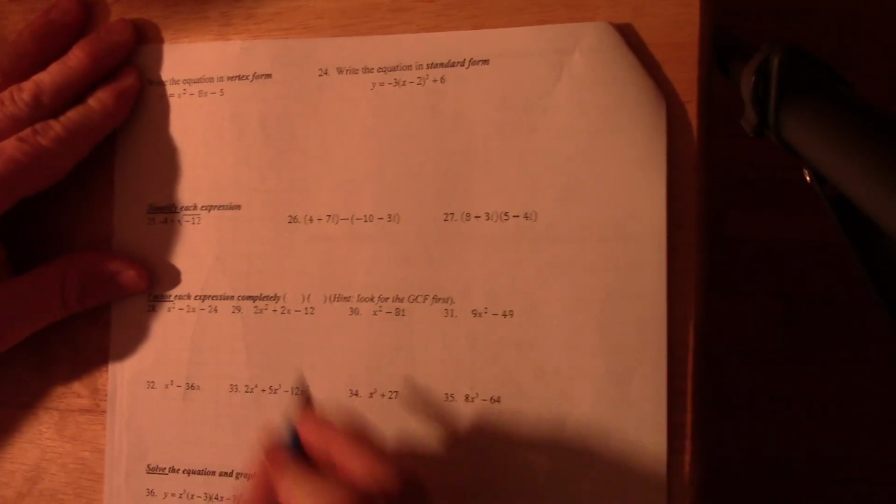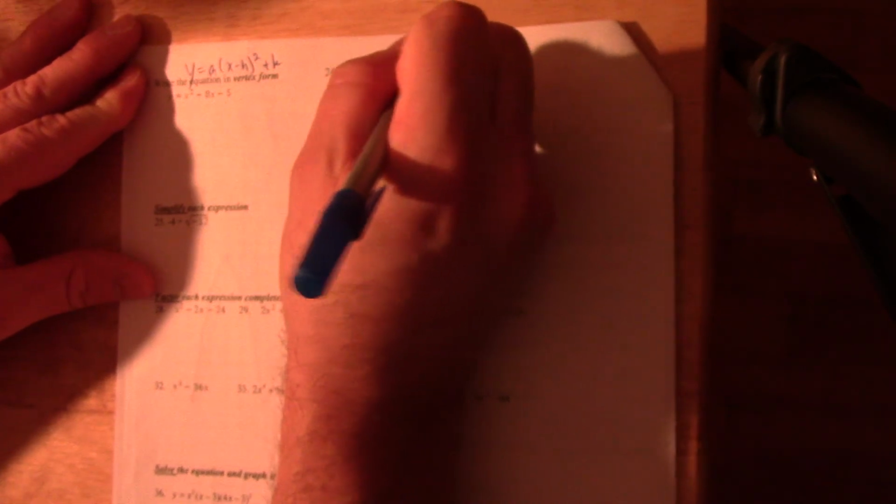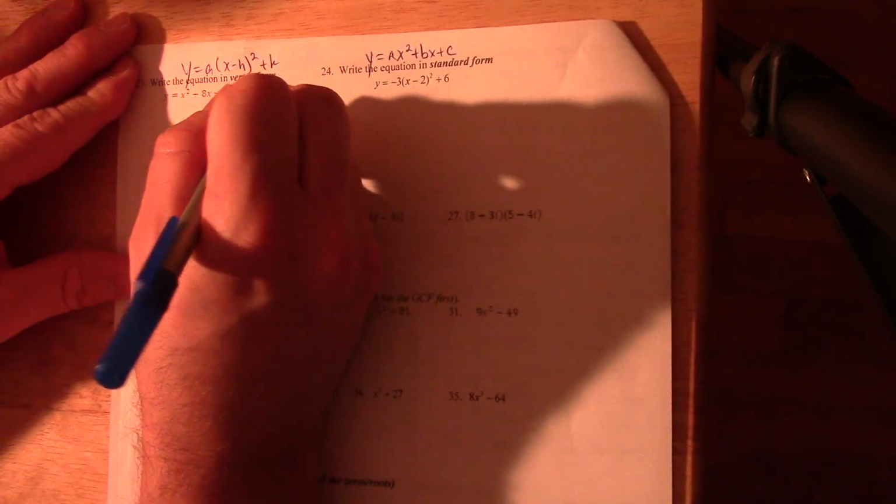To write an equation in vertex form, you're going to write it in a times x minus h squared plus k form. To write something in standard form, that's the ax squared plus bx plus c. Write the equation in vertex form. The first thing I had to do is find h, which is to find the opposite of b over 2a.